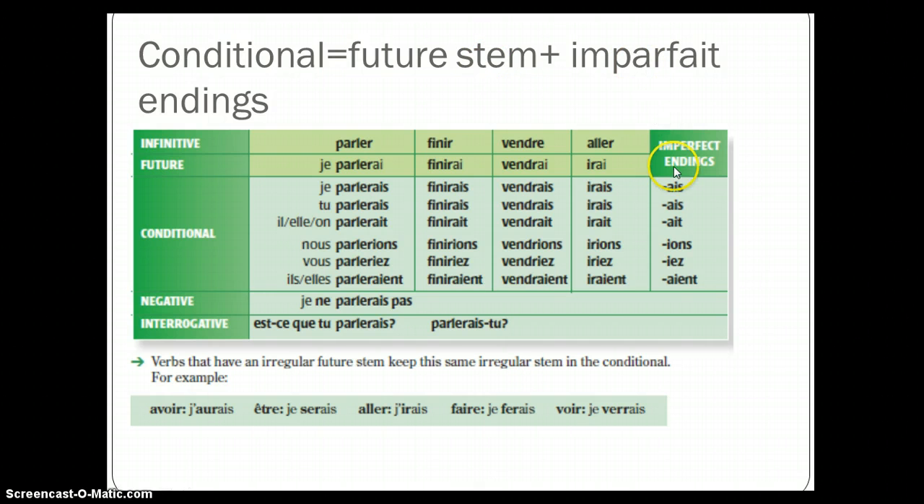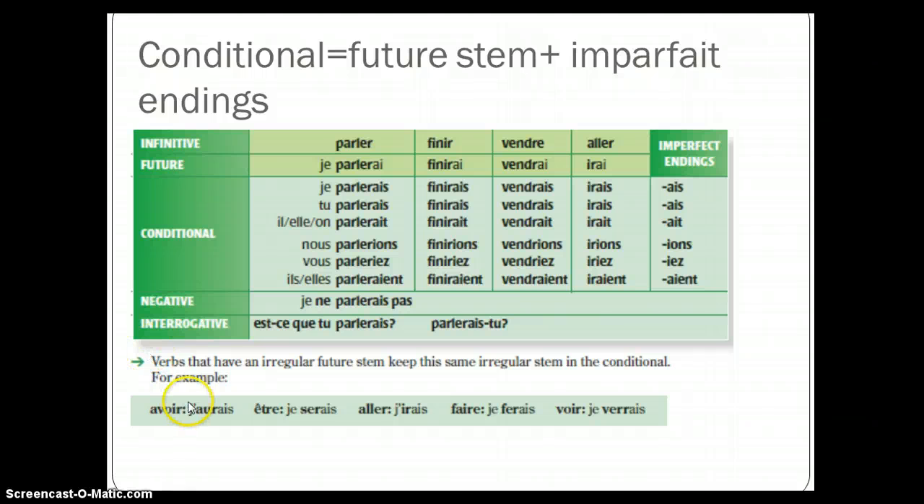So let's take a look at those imparfait endings: ais, ais, ait, ions, iez, aient. And you just add that onto the future stem. So for ER, IR, RE verbs, it's just the infinitive form with the imperfect ending added on. For RE verbs, don't forget we don't include that last E.